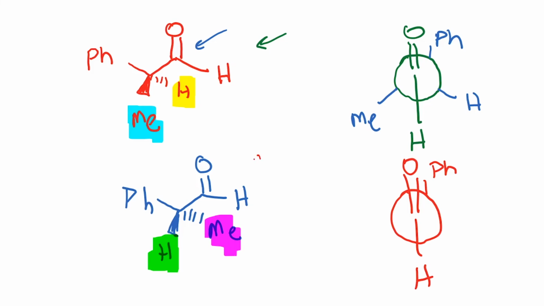And so when I look at it from here, obviously the phenyl ring is eclipsing, but now the methyl group is on the right and the hydrogen is on the left. Okay, so this is something that you need to start getting familiar with in terms of drawing conformations.